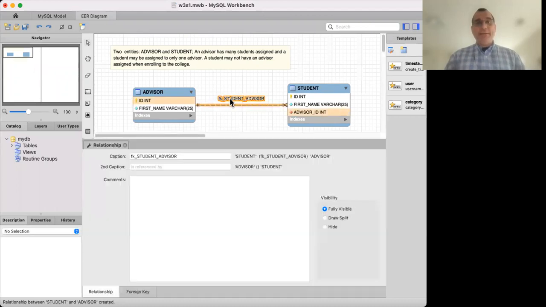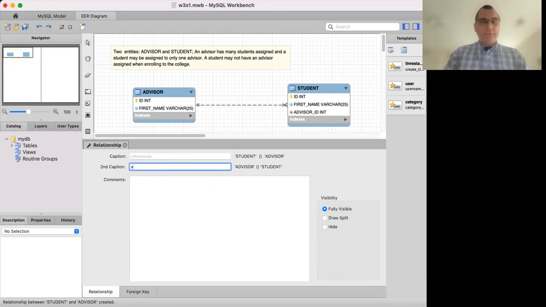And there are basically two names that you can see. There is a main caption and the second caption. I usually use the second one. And that's what I recommend because it sounds better. An advisor, here you may formulate in many ways. An advisor advises students, student.